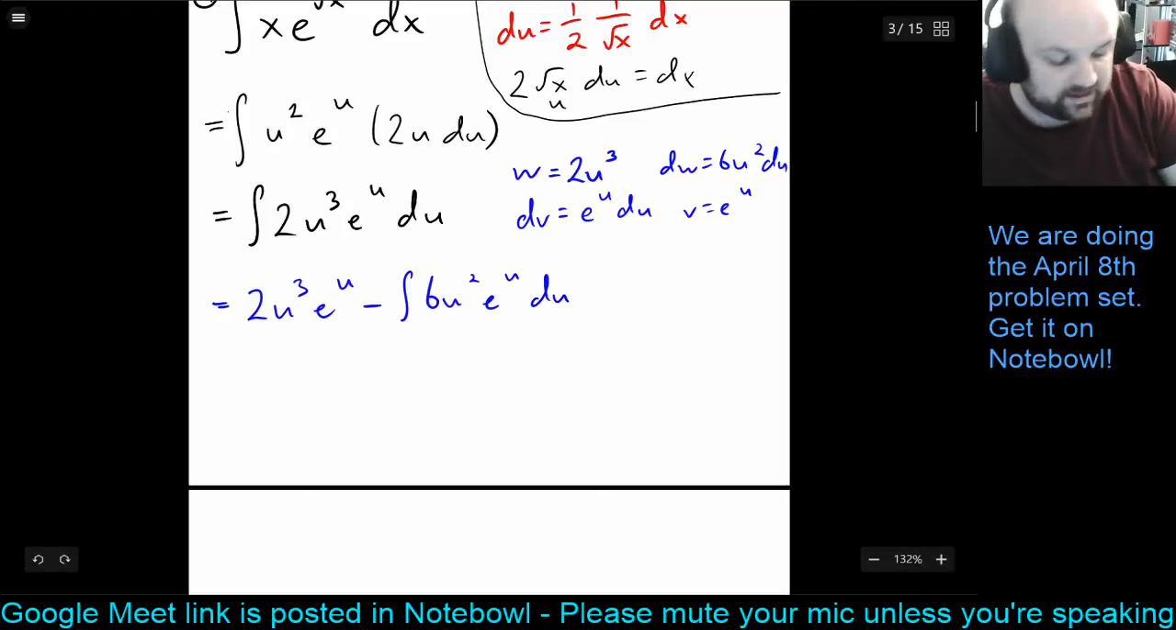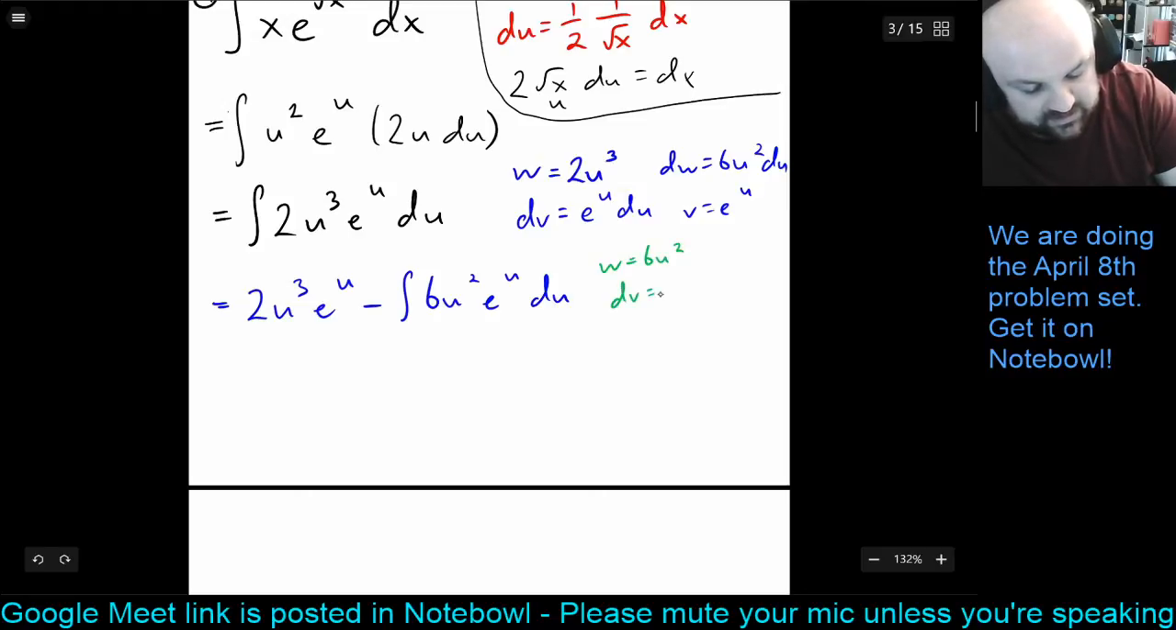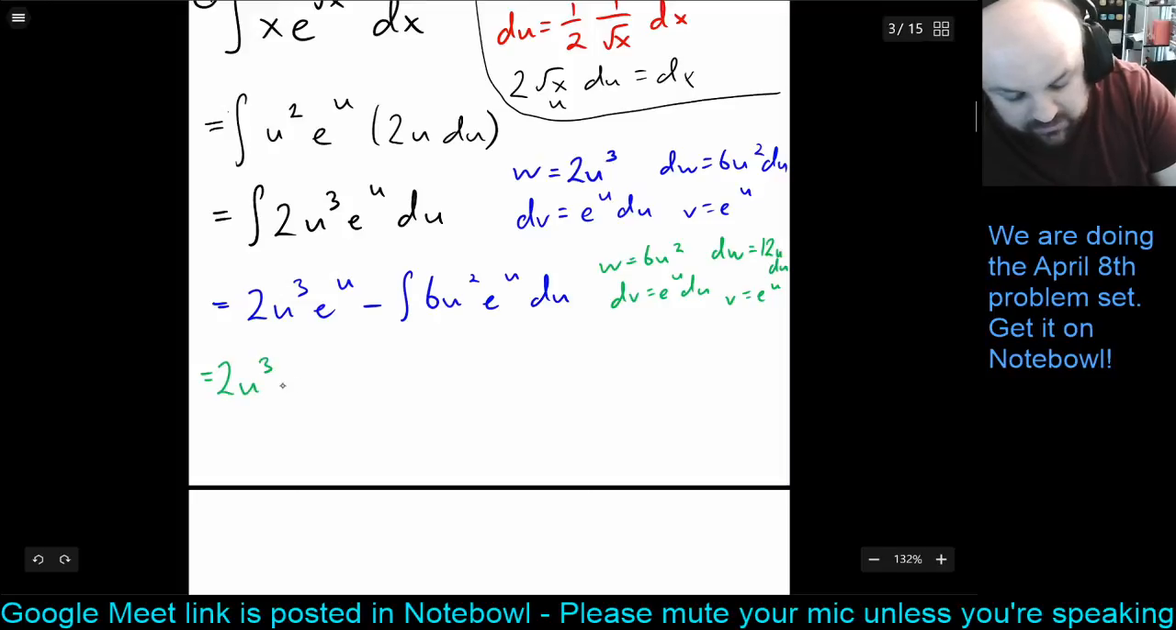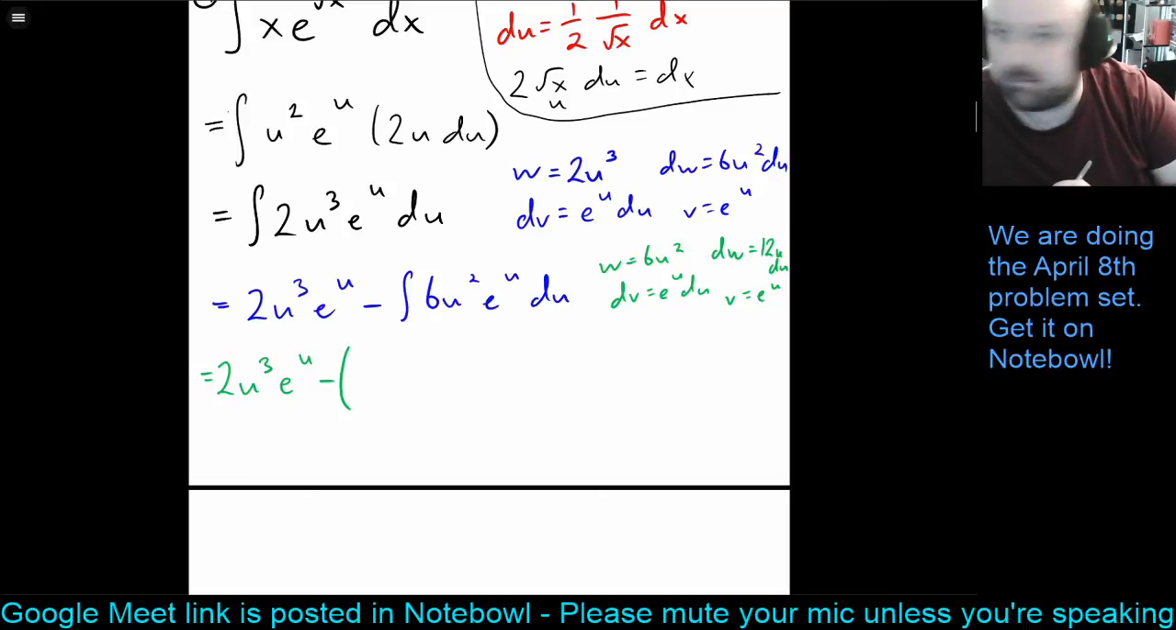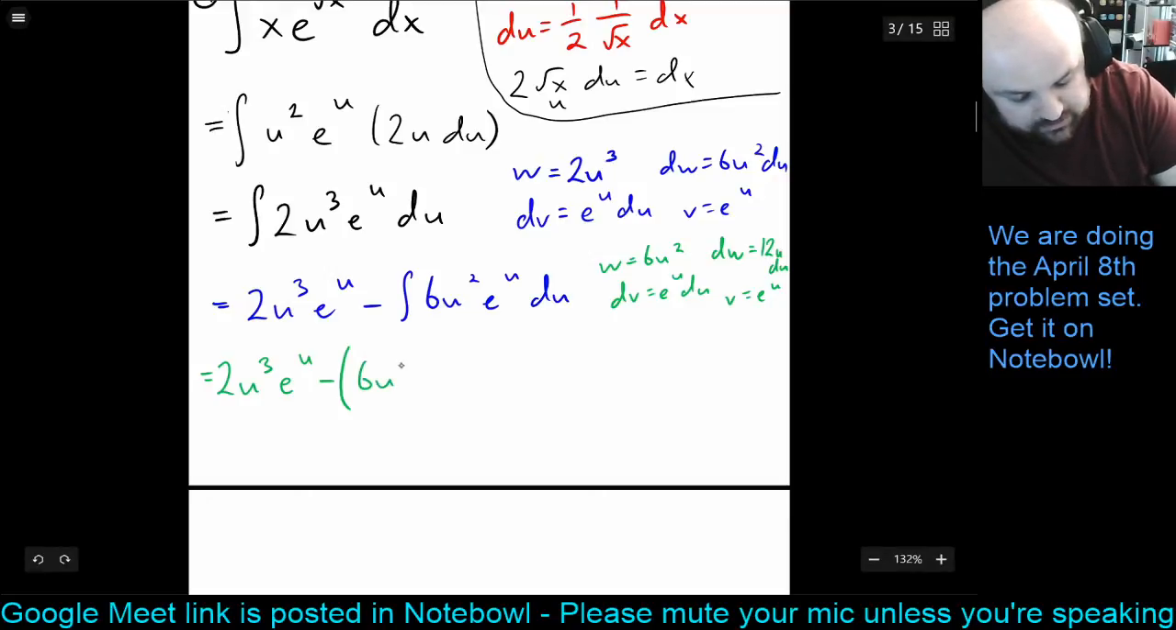All right, and then we have to do it again. So w is 6u squared, v is e to the u, dw is 12u du. So we get 2u cubed e to the u minus parentheses. Very important here to have that parenthesis. In this case, w times v, 6u squared e to the u, minus the integral of v dw, 12u e to the u du.